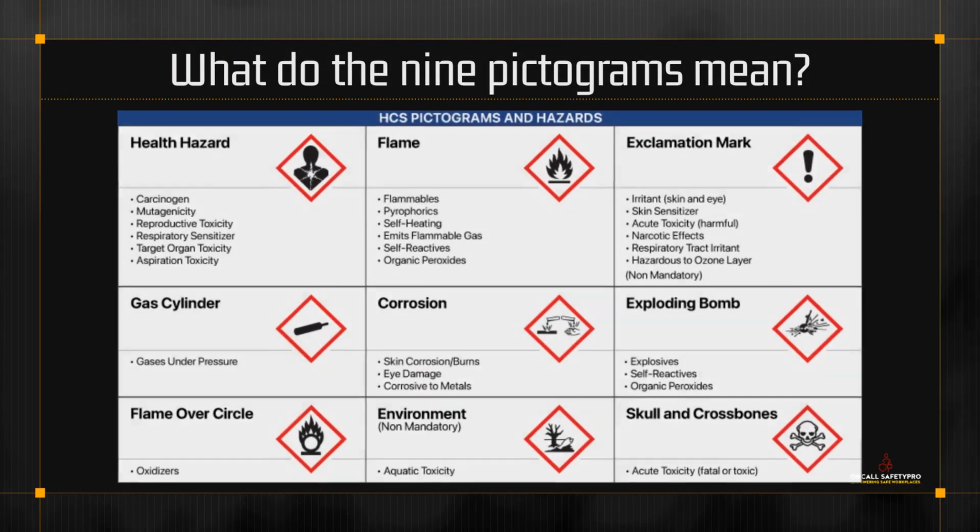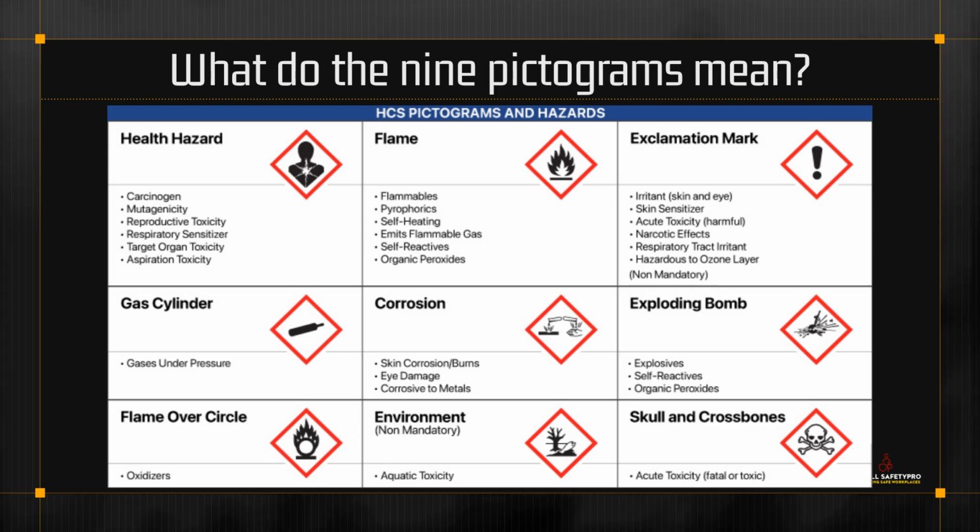Pictograms are designed to quickly show you the type of hazard. Let's break them down. Health hazard pictogram indicates chemicals that can cause serious and long-term health effects, such as carcinogenicity, respiratory sensitization, reproductive toxicity, or organ damage. Flammable pictogram represents chemicals that can easily catch fire. Examples of chemicals include all fuels and many solvents like ethanol and acetone.